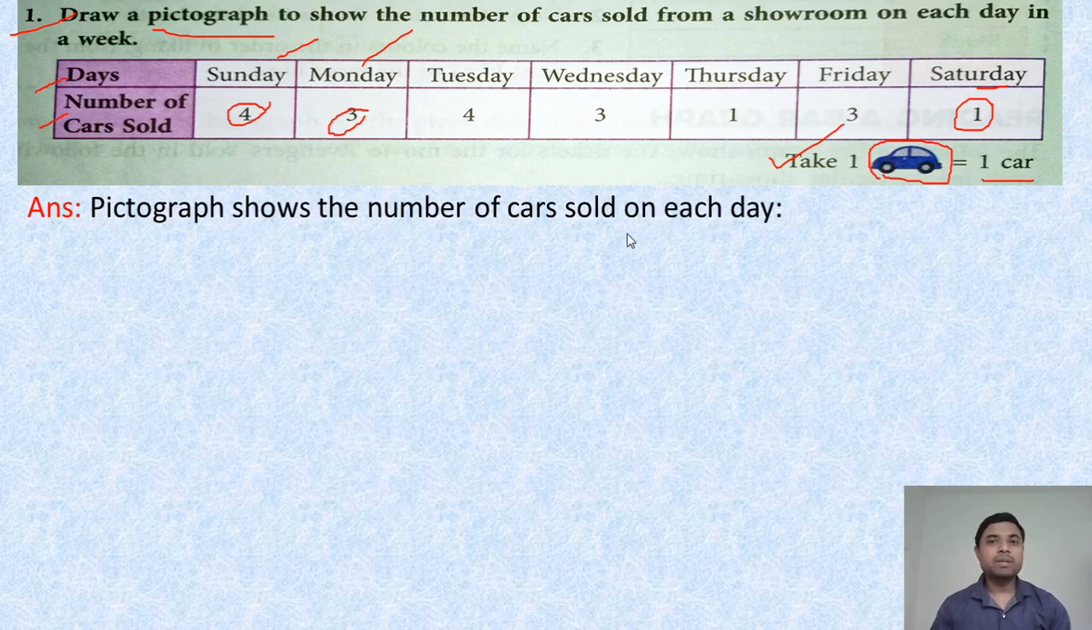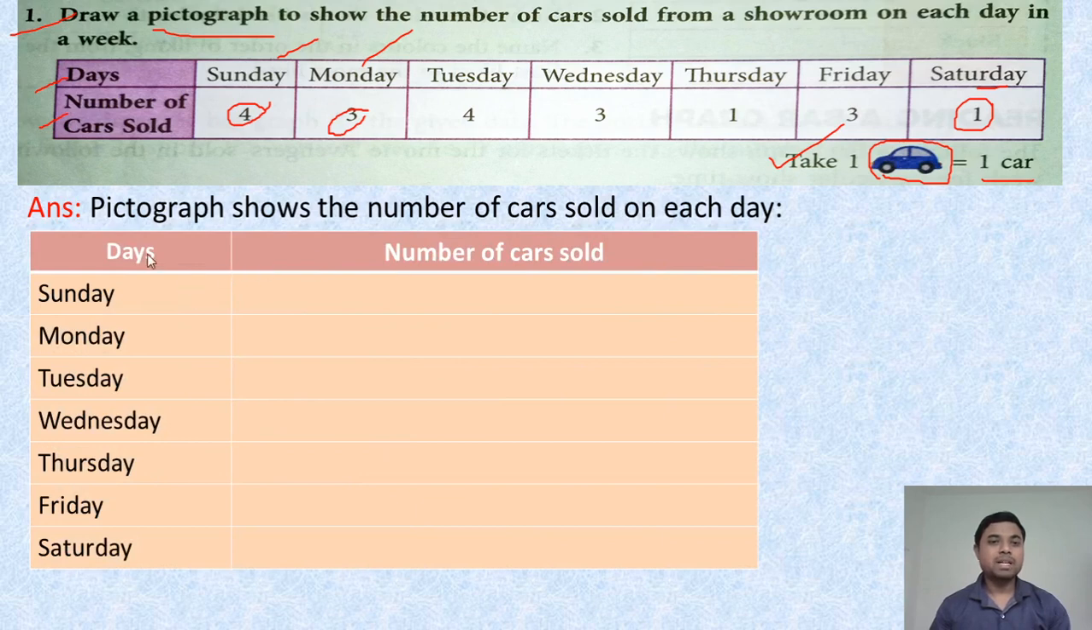Okay, now draw a table by your pencil. Draw this table by pencil and write each and everything by pencil. And here you draw the symbols also by pencil. Don't use pen. Be careful. So Sunday, here days and here number of cars. So Sunday 4. So first here for 1 symbol 1 car. Okay, next 2 symbols 2 cars. 3 symbols for 3 cars, 4 symbols for 4 cars, because for 1 car 1 symbol.